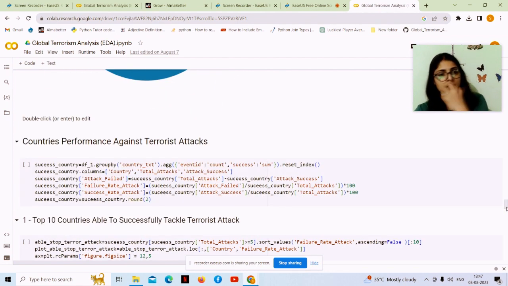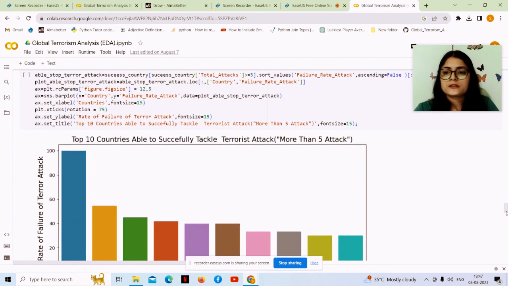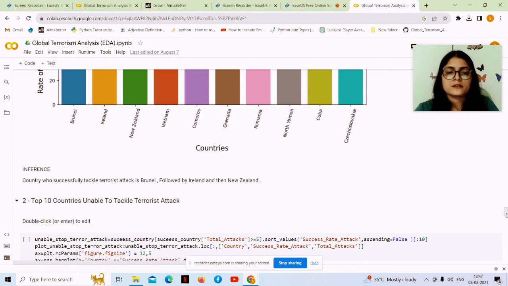Then we will talk about countries' performance against terrorist attacks. I have divided this part into two categories. The first is the top 10 countries that are able to tackle terrorist attacks successfully, and the second is the top 10 countries that are not able to. The top 10 countries successfully tackling more than 5 terrorist attacks: the first one is Brunei, followed by Ireland and then New Zealand.